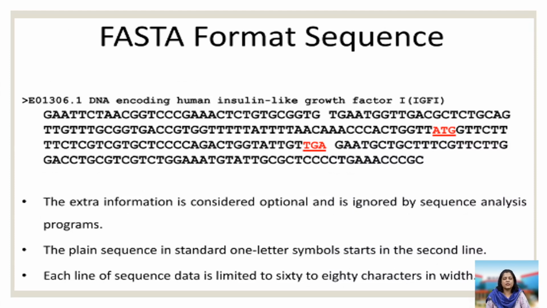So this is the FASTA format sequence. If we click on FASTA, we get this type of output: only the sequence with the definition and title. The extra information is considered optional and is ignored by sequence analysis programs. The plain sequence, in standard one-letter symbols, starts on the second line. Each line of sequence data is limited to 60 to 80 characters in width.